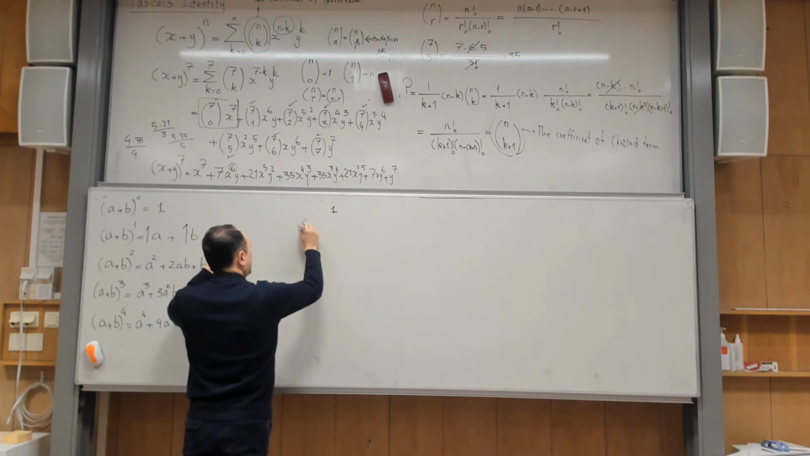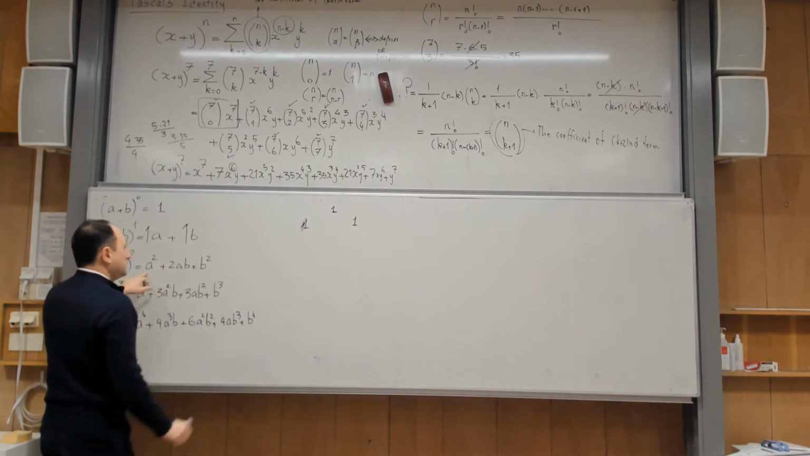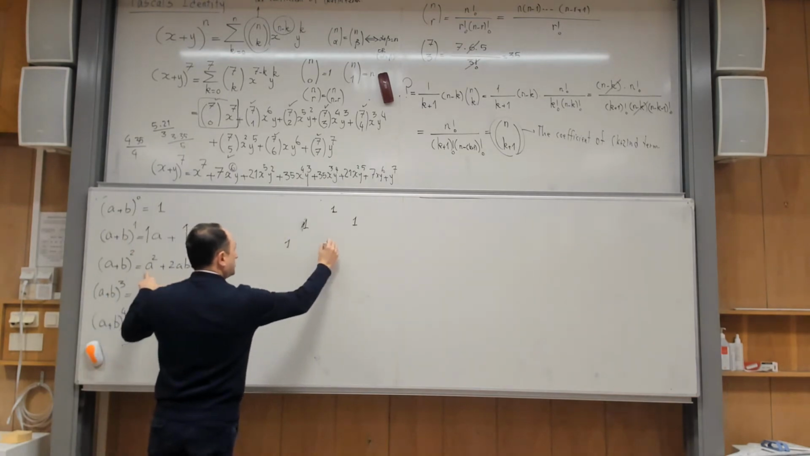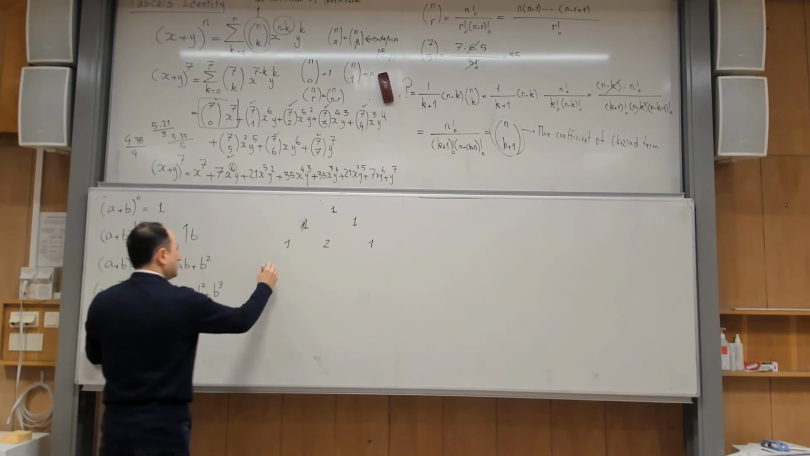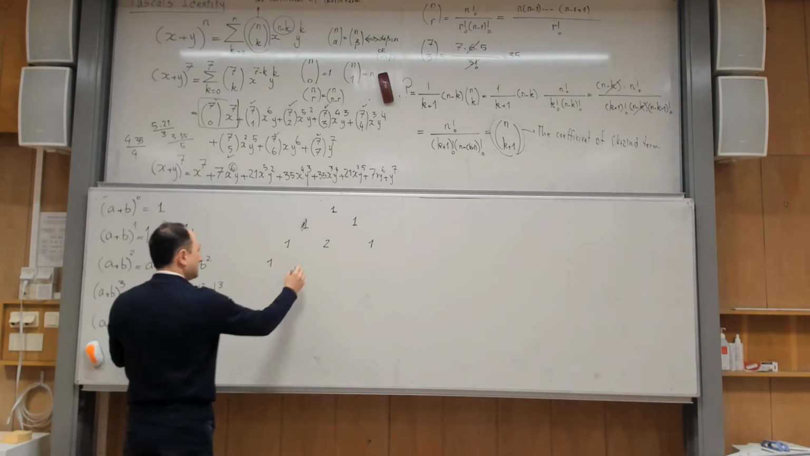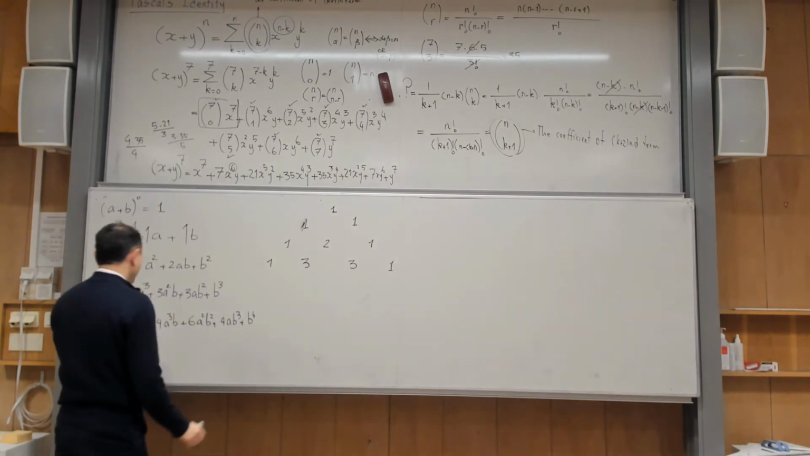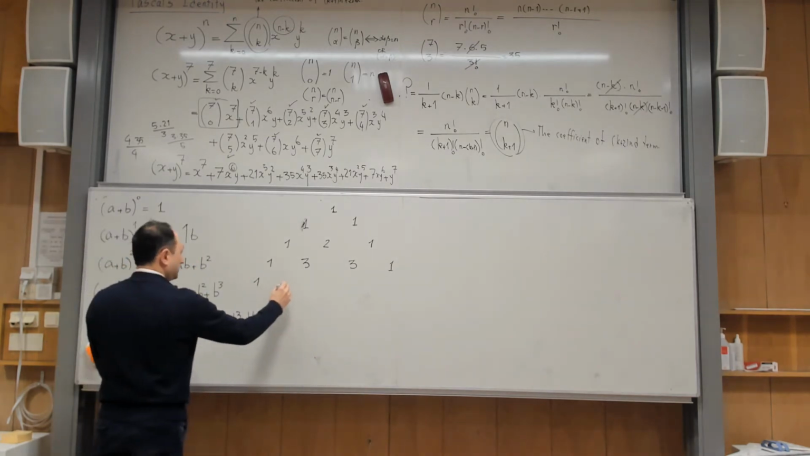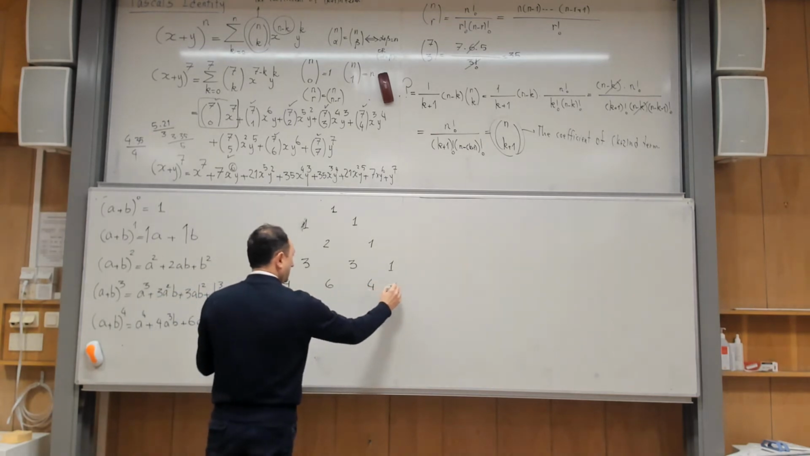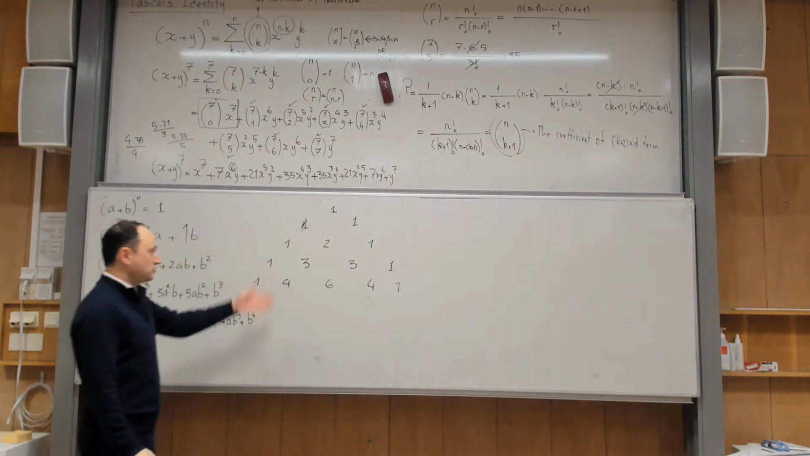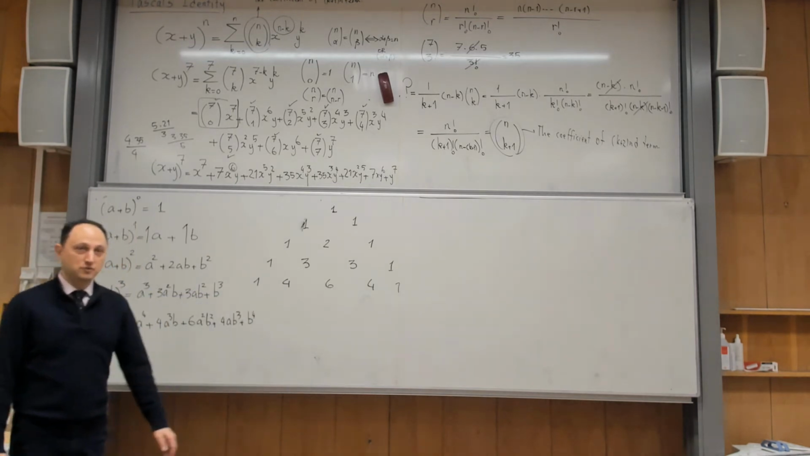So here you have 1 here and then you have 1 there. Coefficients here are 1, 2, and 1. The coefficients here are 1, 3, 3, and 1. The coefficients here are 1, 4, 6, 4, and then 1. Now I think you see the pattern, yes? Can you guess what are the coefficients for the next one?